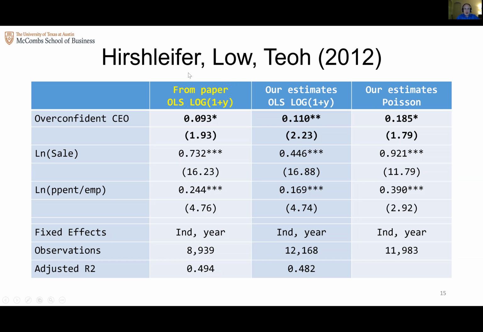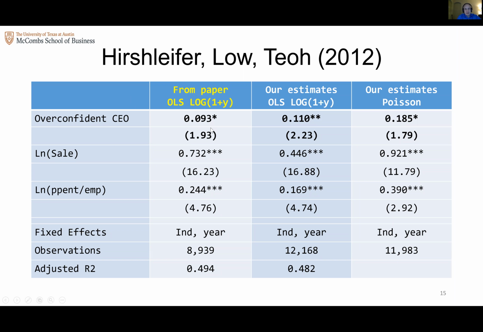So the first paper is this paper by Hirshleifer, Low, and Teo, which was published back in 2012. Basically, they were trying to say something about the effects of CEO overconfidence on innovation. All of these papers, by the way, are using patents to construct left-hand side variables. Okay, so from the paper itself, the point estimate is 0.093.